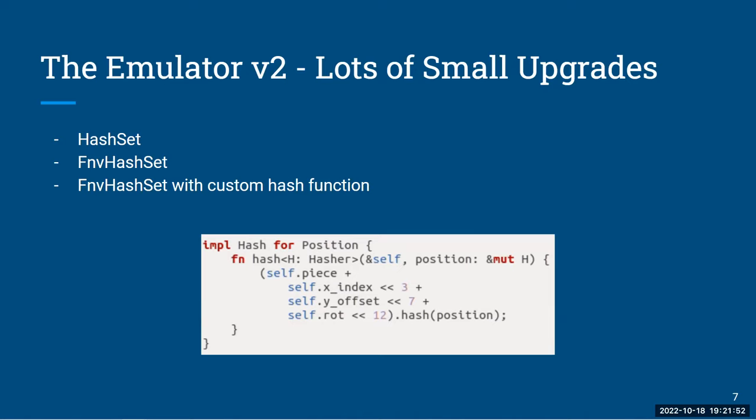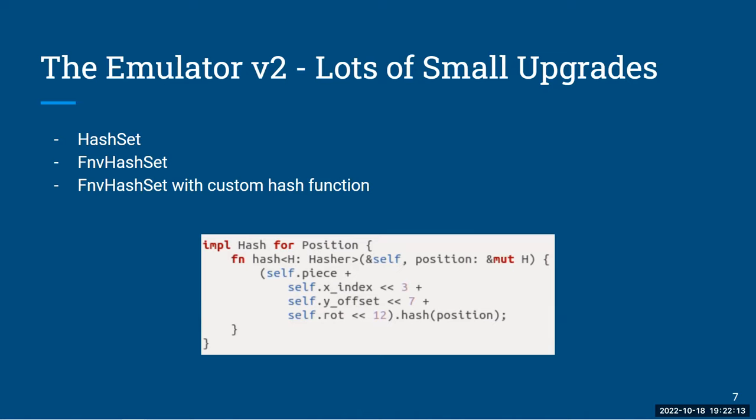So at first, we used Rust's default hash set algorithm. But looking into it, that hash set algorithm was a lot more powerful than we actually needed. That algorithm is cryptographically secure. It can handle arbitrarily large data types. It had a lot of things that we didn't actually need for our purposes.